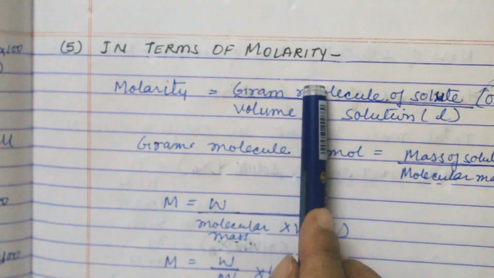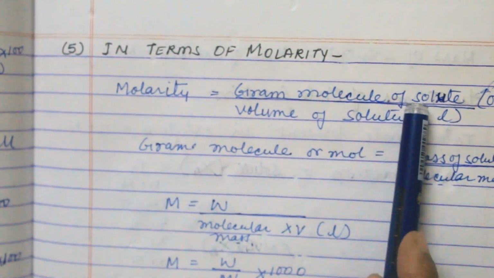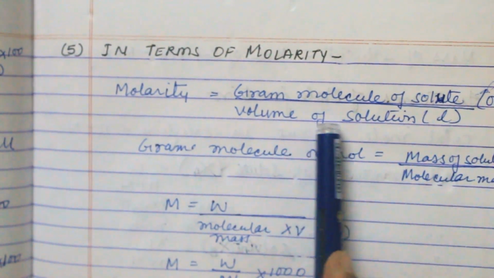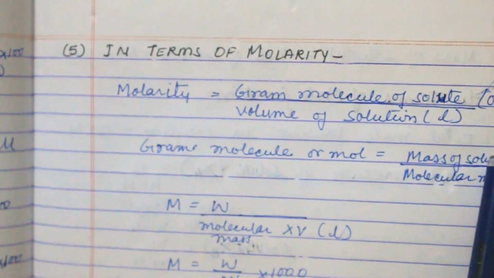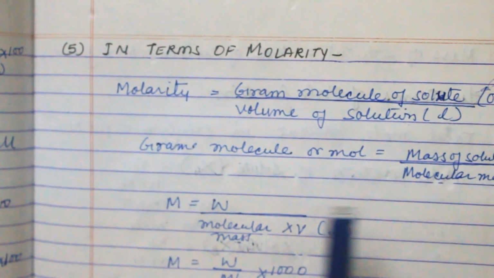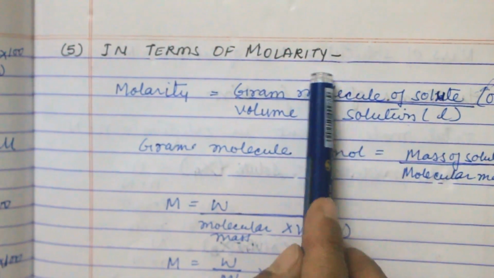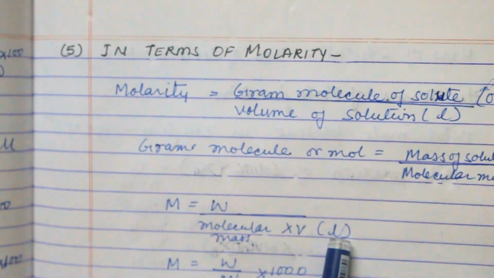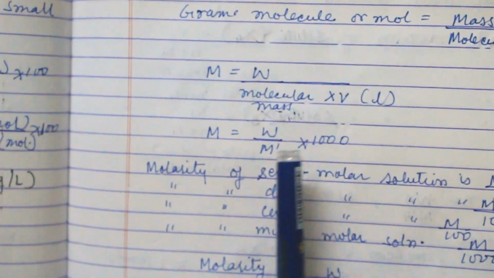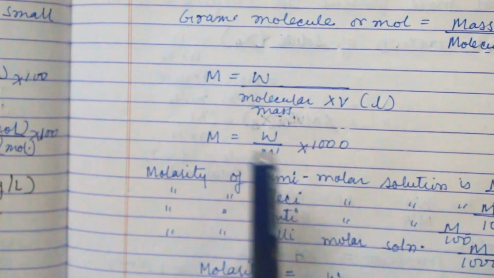In terms of molarity, molarity is what? Gram molecule of solute in moles and volume of solution. So gram molecule is mass of solute and molecular mass. We take mass of solute and molecular mass as the numerator and volume of solution as the denominator. It is in liter, so we take 1000. And this M dash is the molecular mass.